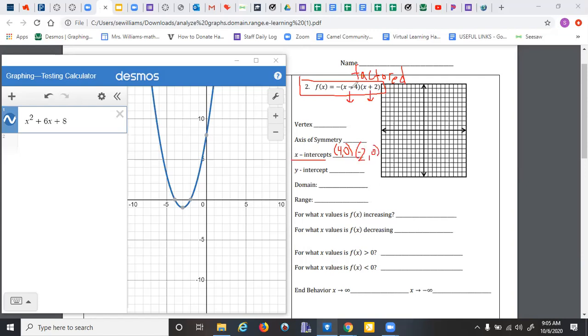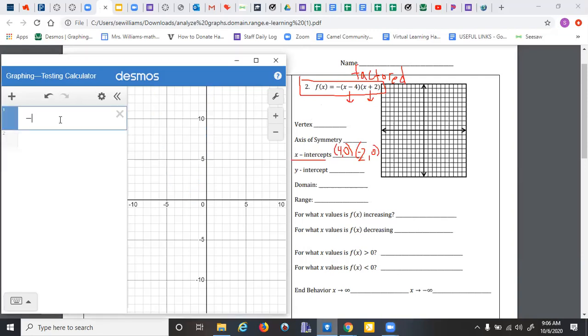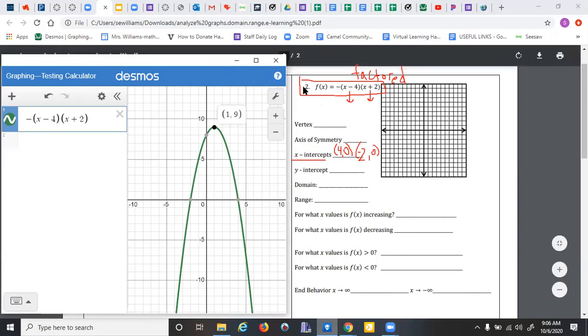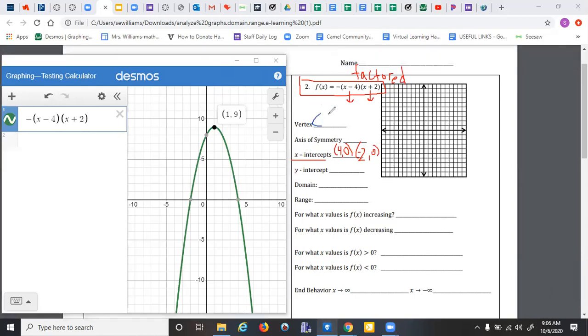Okay. All right. How can we get the vertex? What can we do with this? Put it in Desmos. Yes, put it in Desmos. Negative x minus 4, x plus 2. And your vertex is 1, 9.